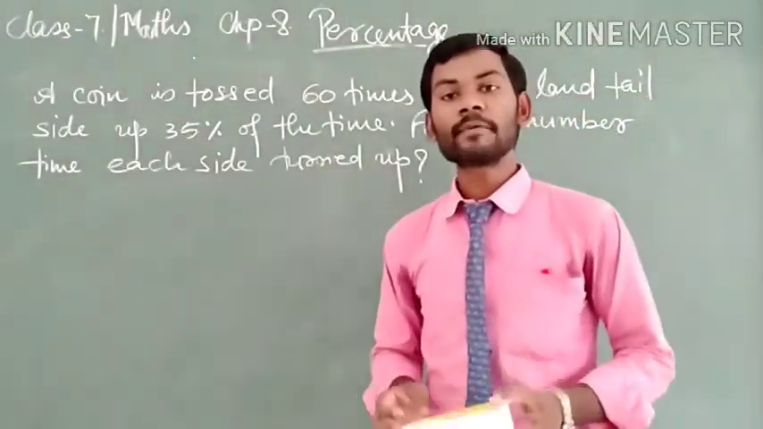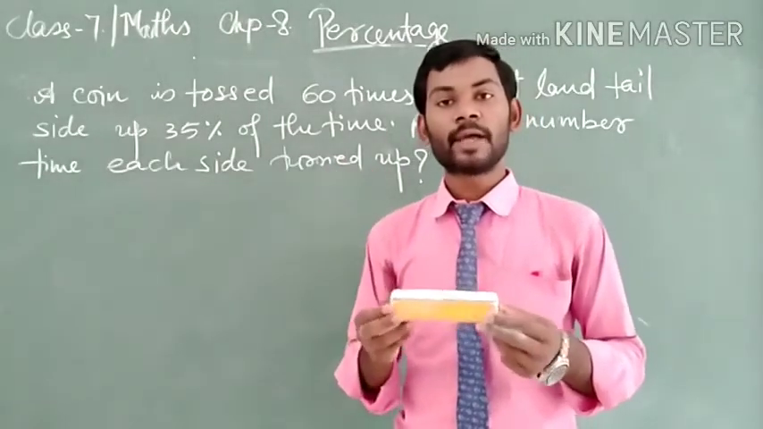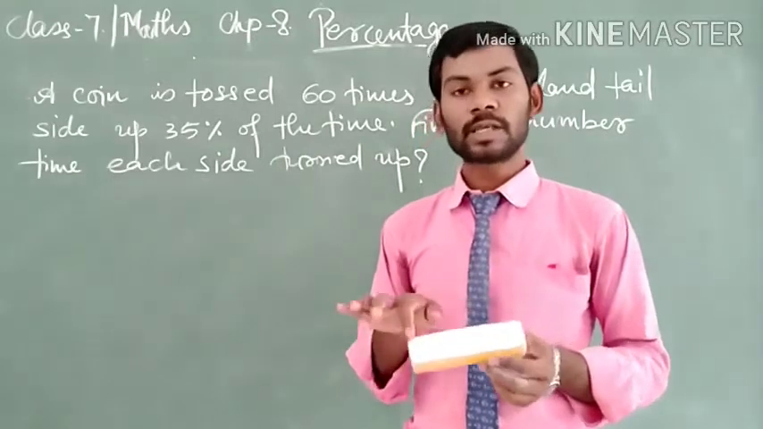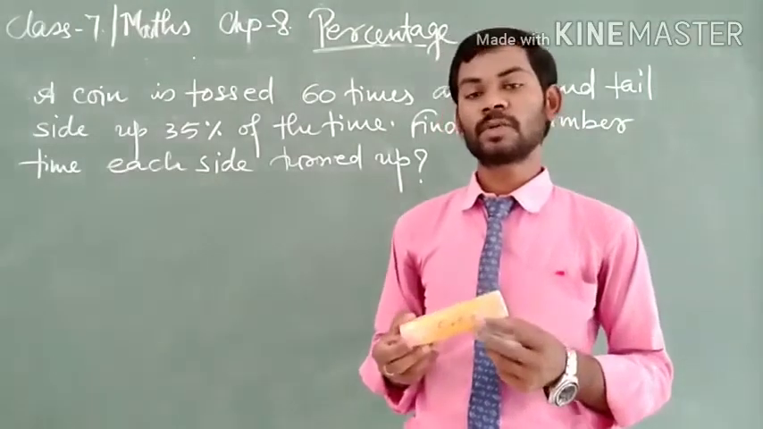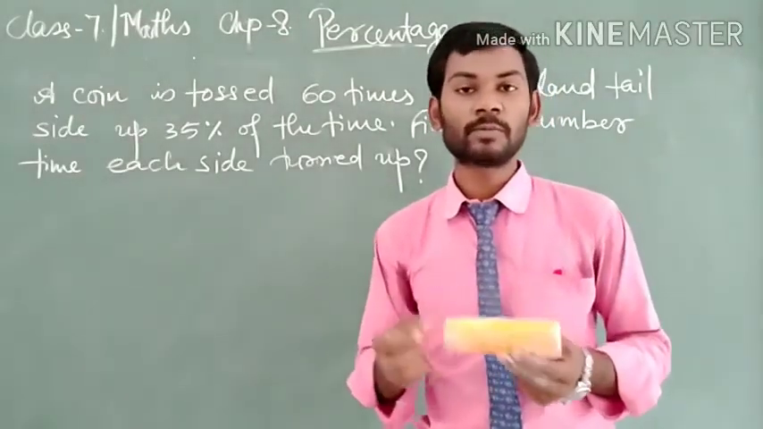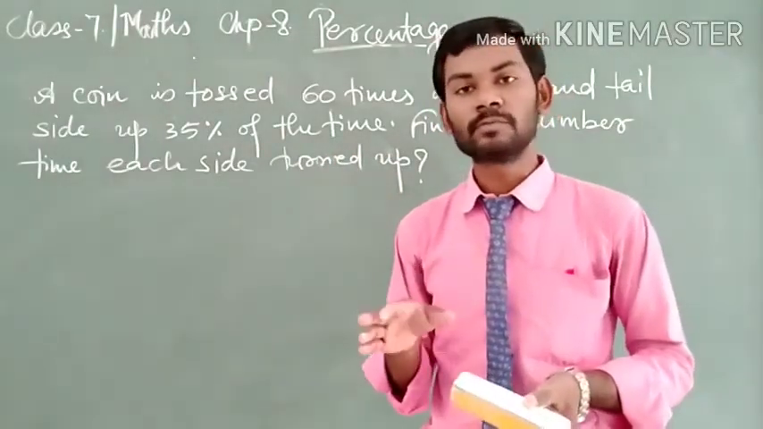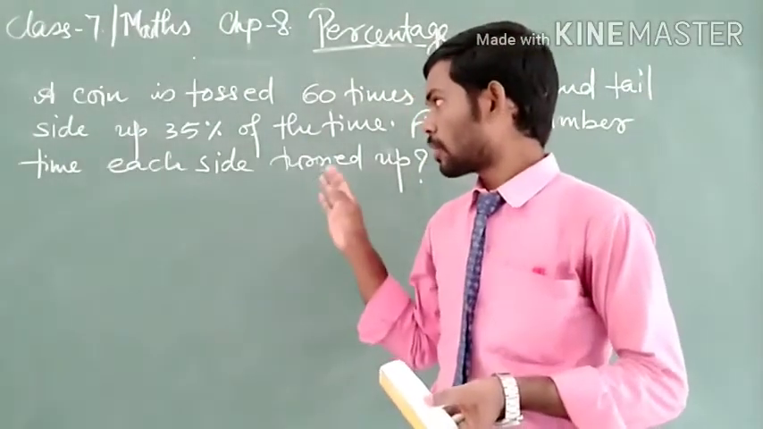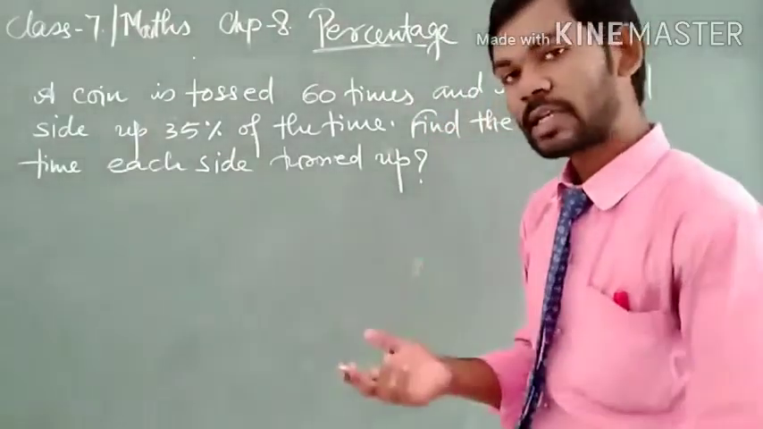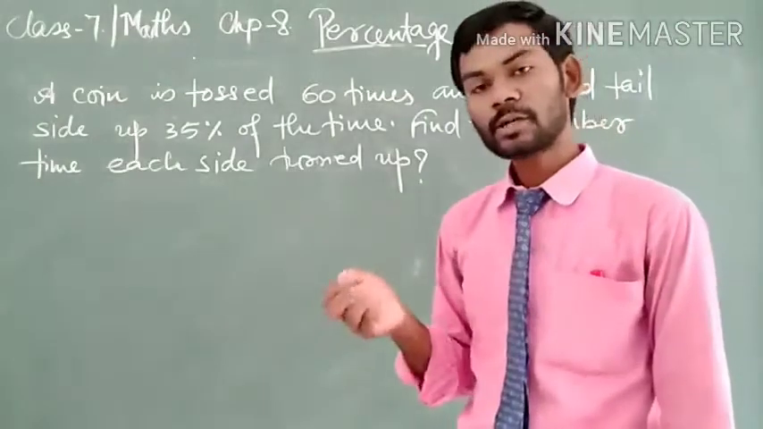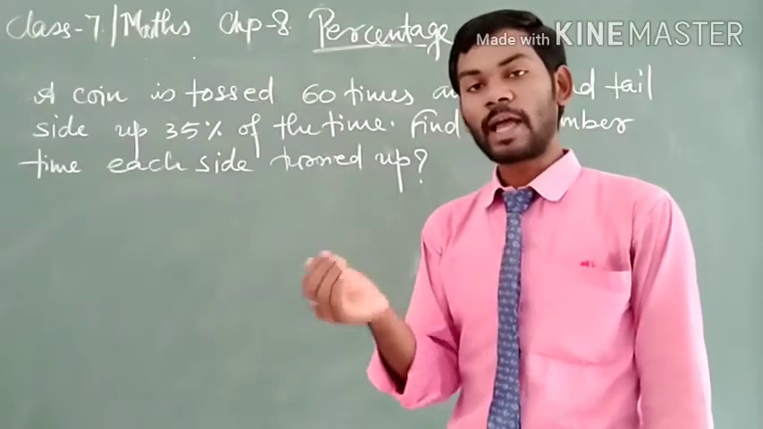Just suppose that if I toss this duster only 5 times, and 2 times this white surface comes, then how many times does this yellow surface come? Then you can say, sir, the yellow surface will come only 3 times, because 2 times the white surface has already come. So the concept here is the same. If the coin is tossed 60 times, then 35% comes tail. That means the remaining 65% will come as head.